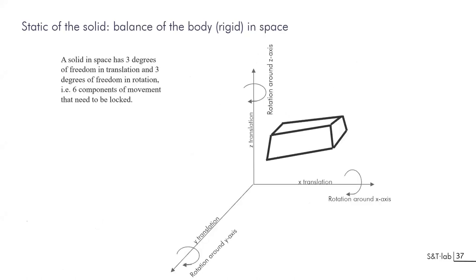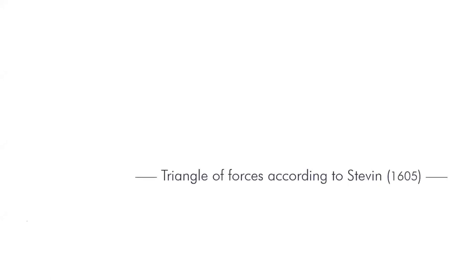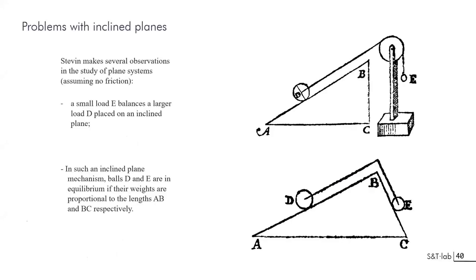If you are going to 3D, you have three possibilities of translation and three possibilities of rotation around each of these axes. But most of the time, you will be able to simplify a 3D problem into a 2D problem. And that will be the topic of this lecture, in which we will be addressing the question of 2D graphic statics. So let's move to the triangle of force according to Stevin.